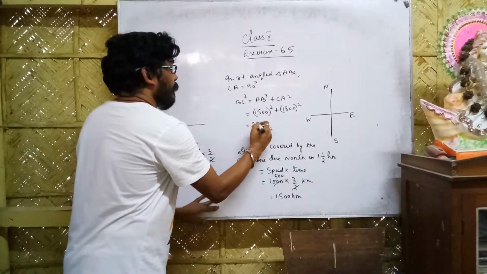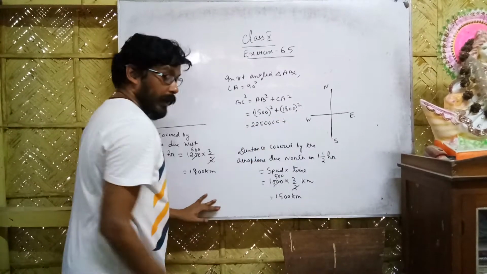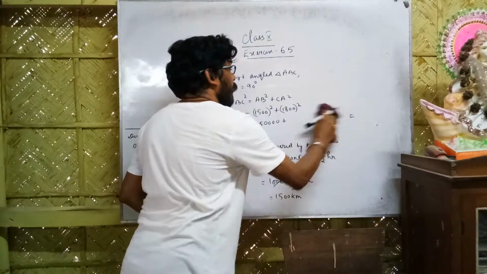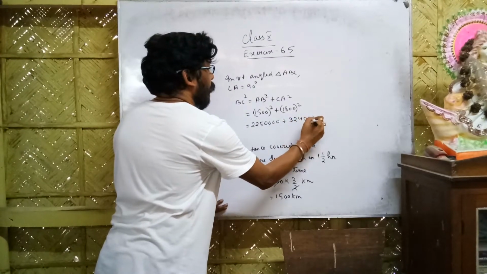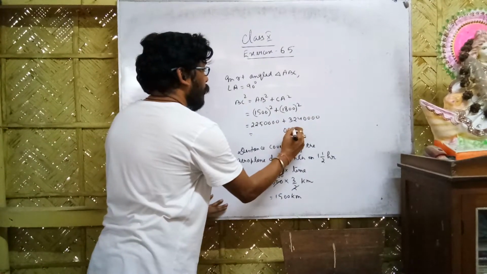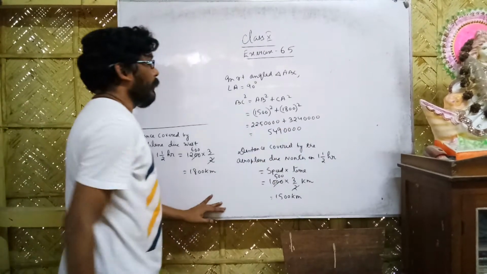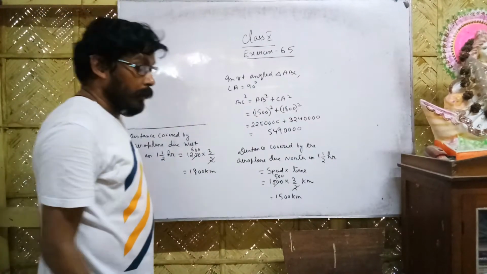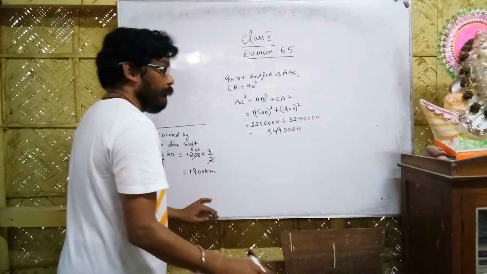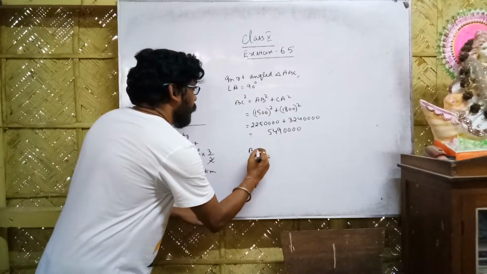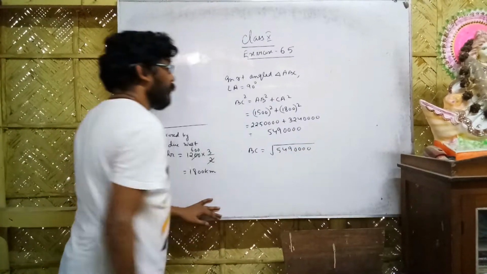So 1500 square is 225, double zero will become 4 zeros. Your 1800, 18 square is 324. Now you add up 4 zeros, 549. Okay. To find the length of BC, therefore BC equal to root over of 549, 4 zeros.